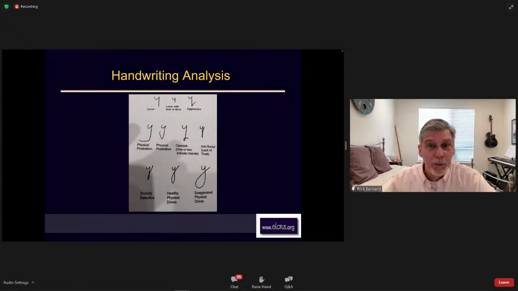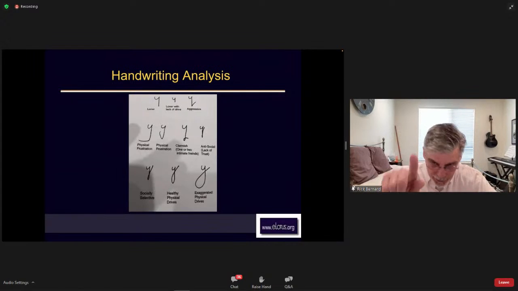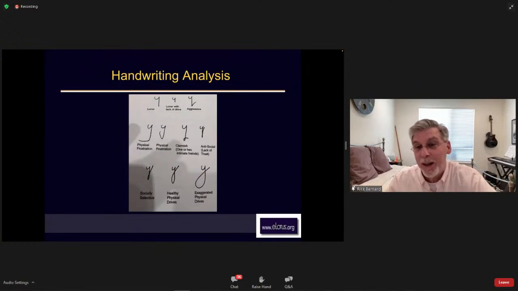So a Y, for example, you can see all the different ways you can shape a Y. And Y is kind of the sexual letter. It tells you about your physical drives. When you see a big loop, as in the bottom right, that's a person who's got a very strong physical drive. And the longer the line comes down in the physical zone, the lower zone, the more physical needs and desires a person has. The bigger loop has to do with a big imagination. So something to look for if you're going on a first date: check out their Y and see what they're like.